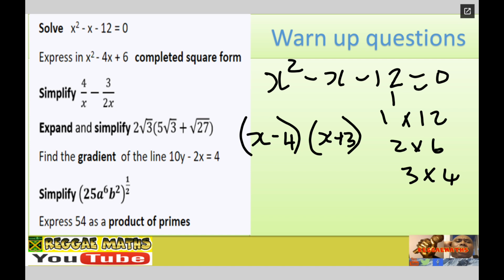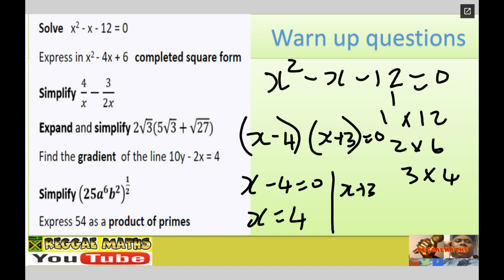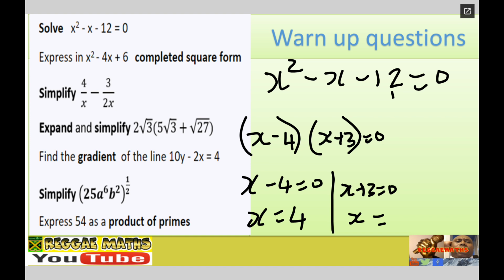So now I need to solve this. Remember, that's equal to 0. So we have x minus 4 equals 0, so x equals 4. That's one solution. And you have x plus 3 equals 0, so x equals minus 3. So the two solutions are 4 and minus 3 for x.